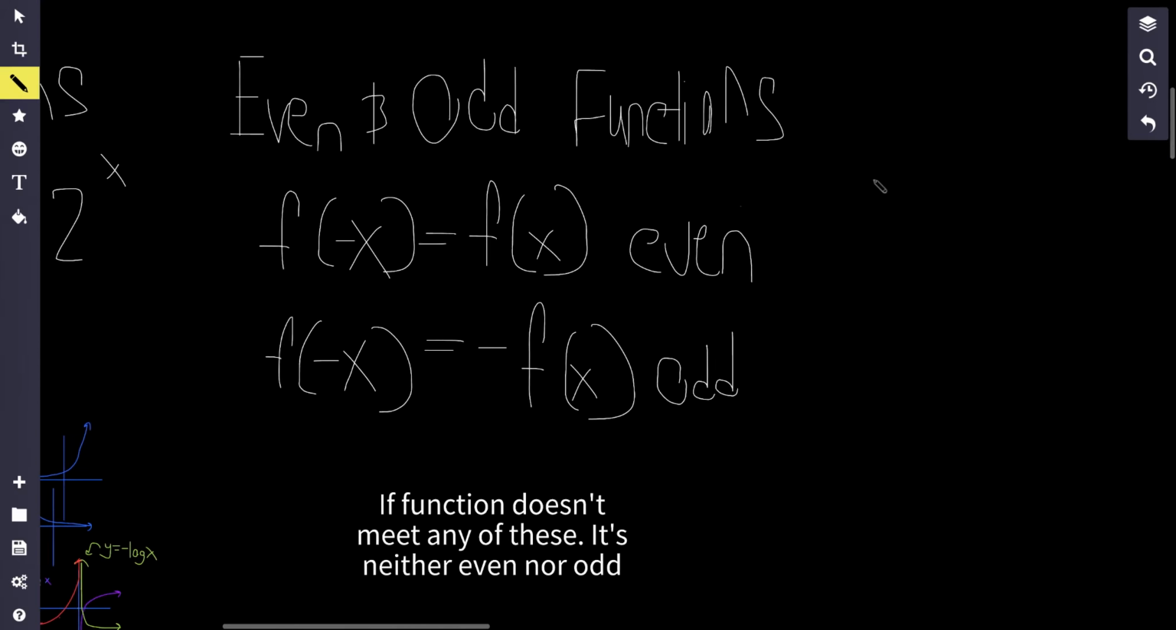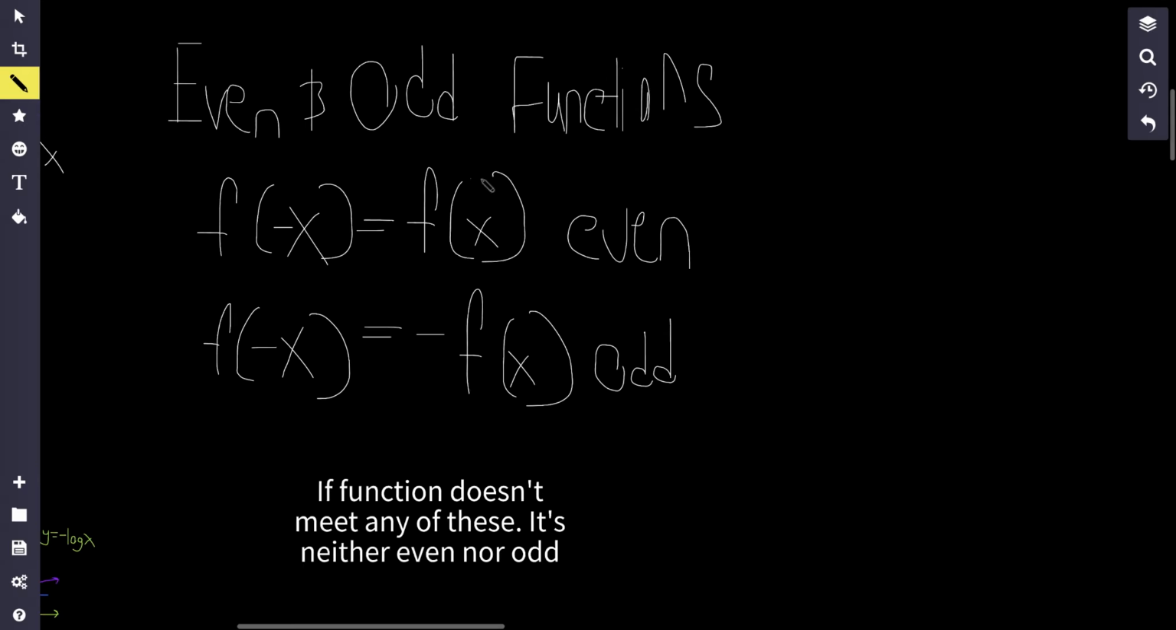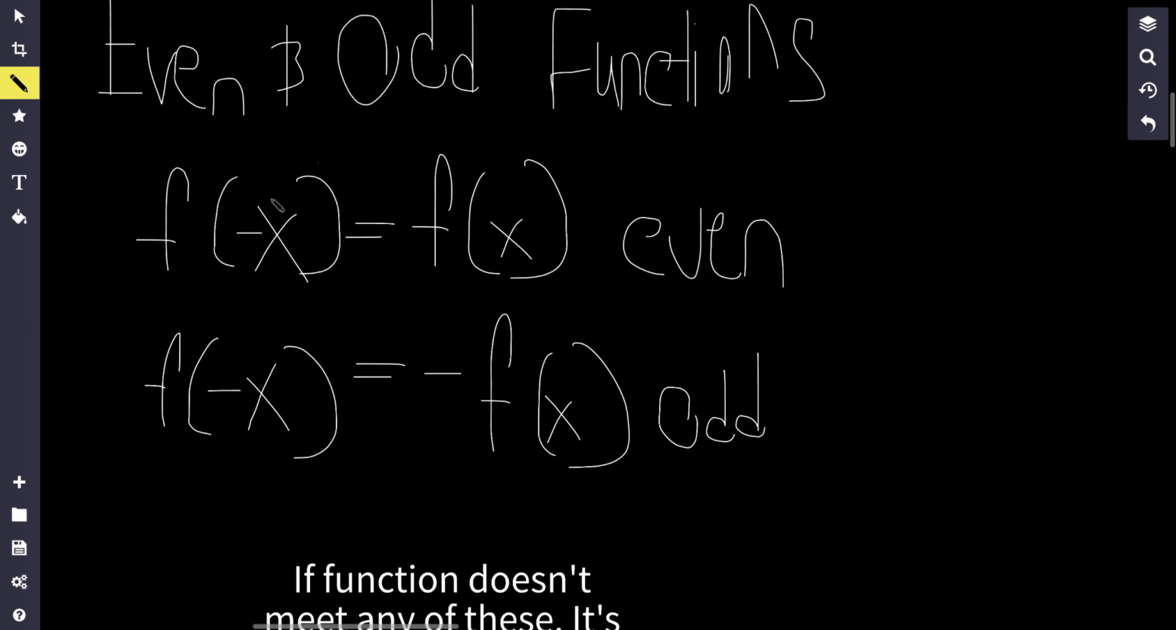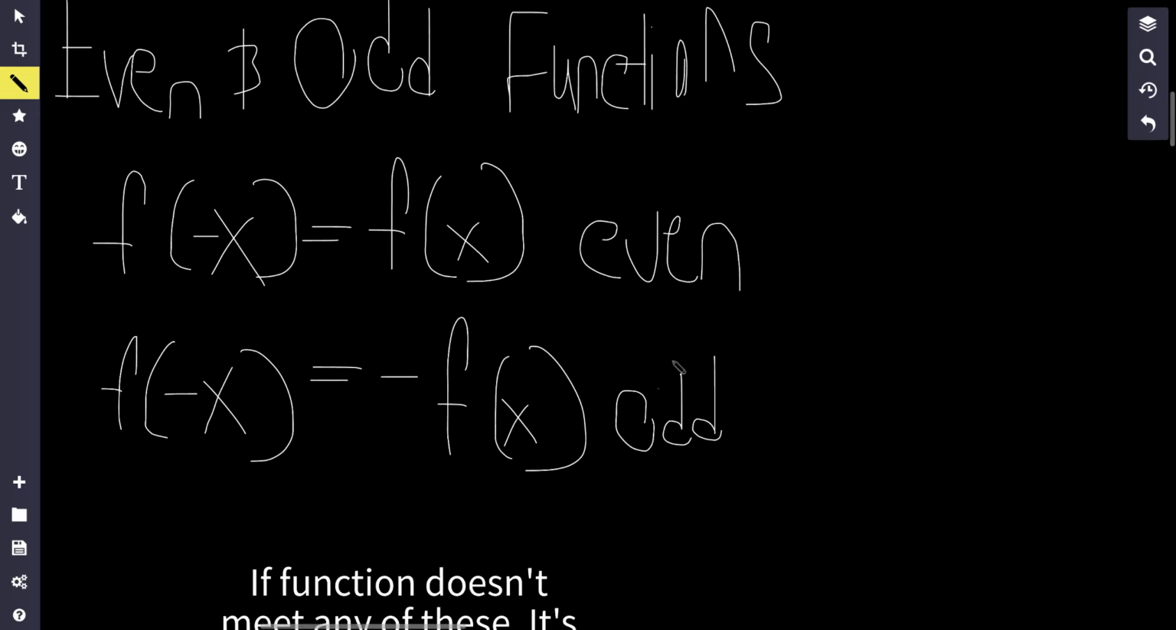I don't think even and odd functions are on the Algebra 2 Regents. It's still taught in Algebra 2, so I'm going to teach it, but I don't think the Regents has that many problems on it. I haven't really seen it, but let's just review it. So remember that if f of negative x is equal to f of x, it's even, and if f of negative x is equal to negative f of x, then it's odd.